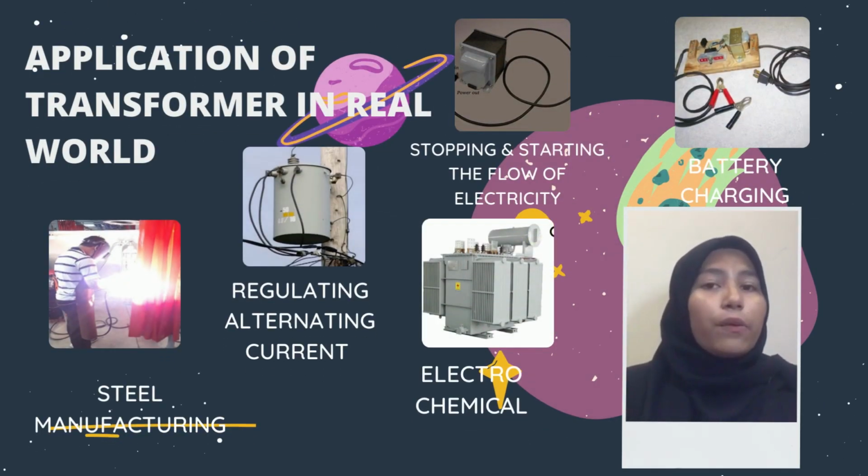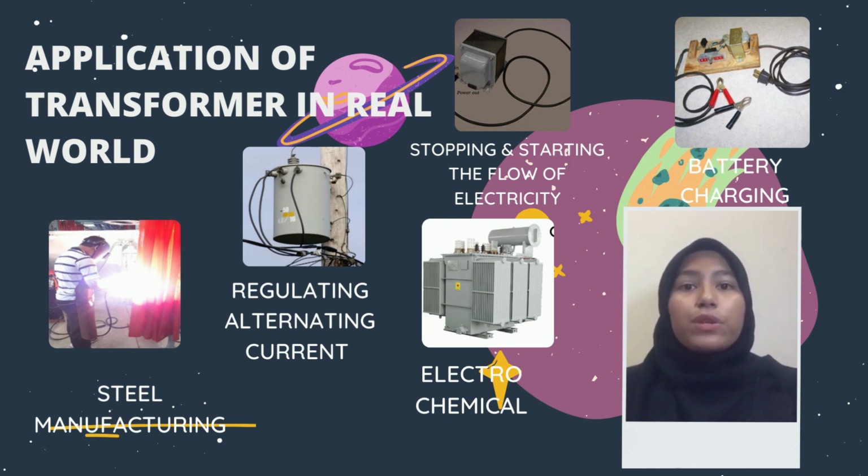Now I present the application of transformers in real life. Does a transformer have applications in the real world, such as regulating alternating current? The main function of all transformers is to increase or decrease alternating current in the electrical system. Transformers enable better energy efficiency by regulating current flow, which ultimately lowers electricity expenditure.